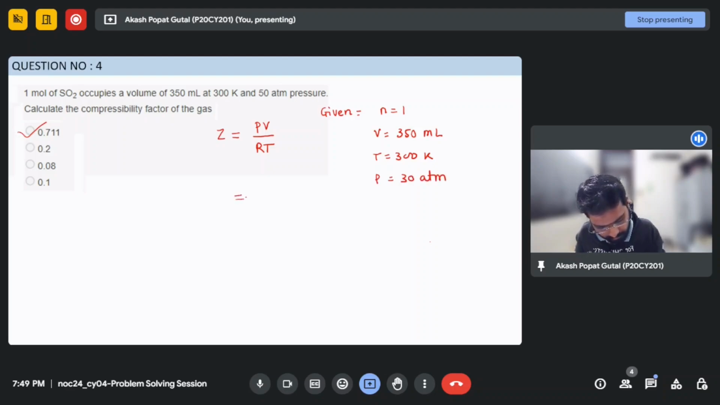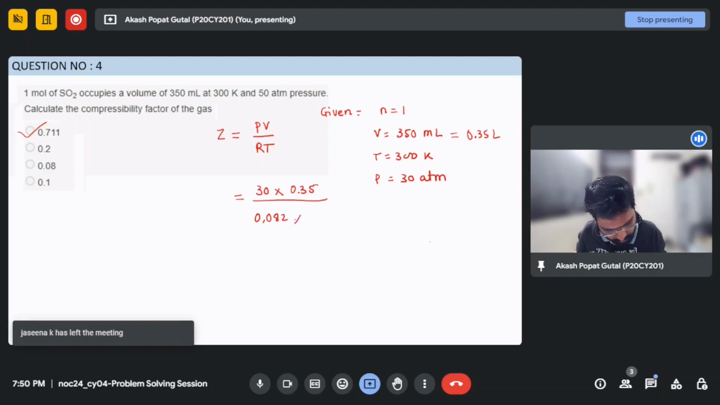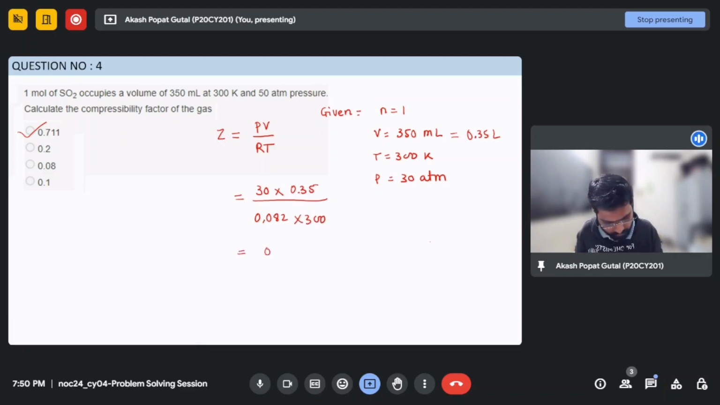So we just put the values, 30 into 350 ml. You just take care of units. 0.35 liter should be proper, divided by your liter atm R is 0.082 into 300, which if you calculate will give you 0.7113.